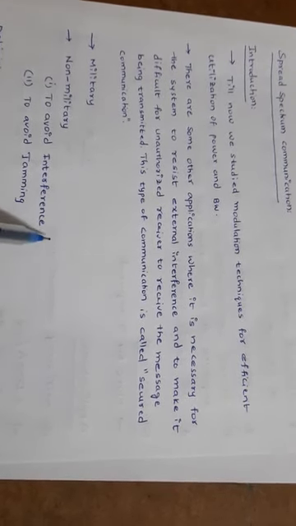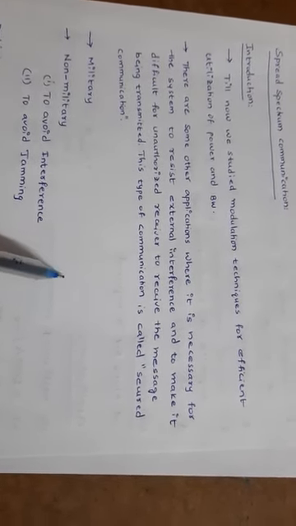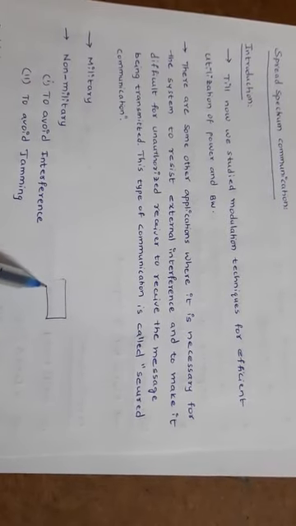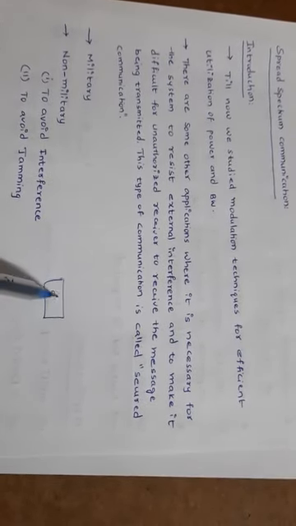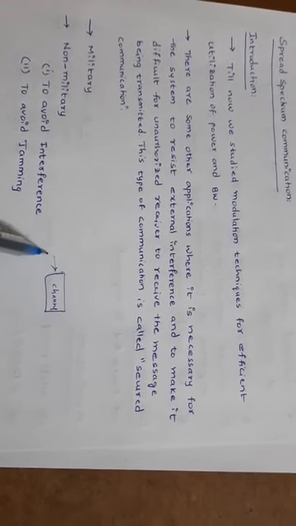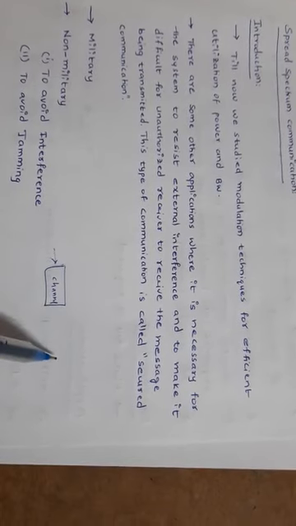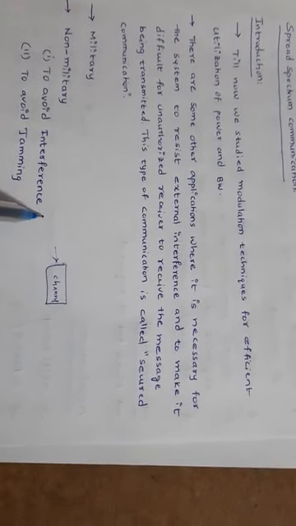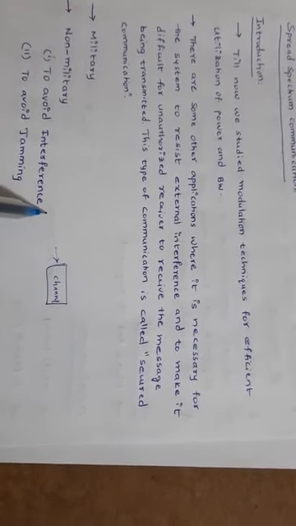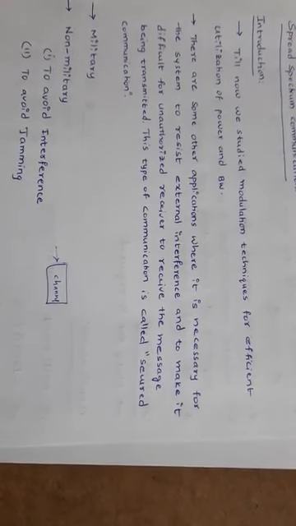So what do you mean by interference? Let us assume that I'm having a channel, right? So this is my channel here. If more than one user are transmitting data through the same channel at the same time, that will cause interference. To avoid such interference, we use spread spectrum communication.